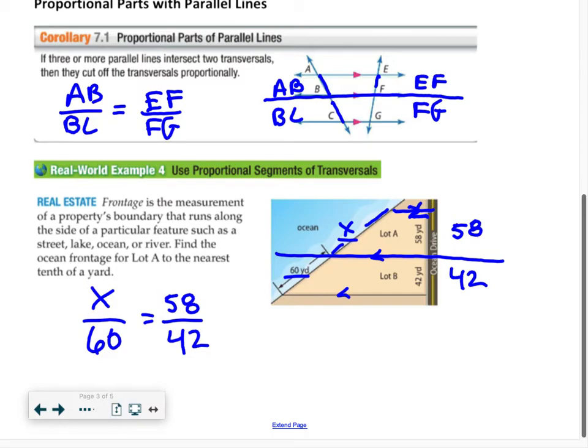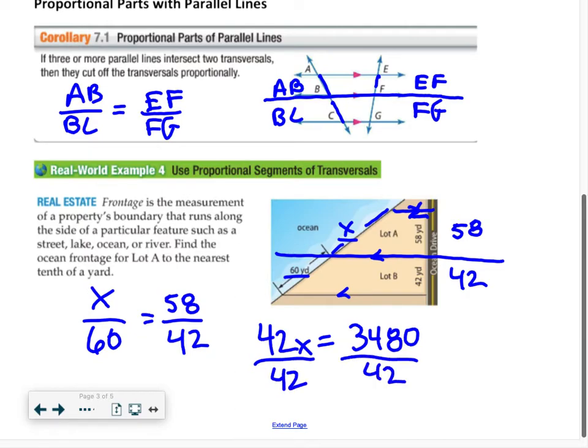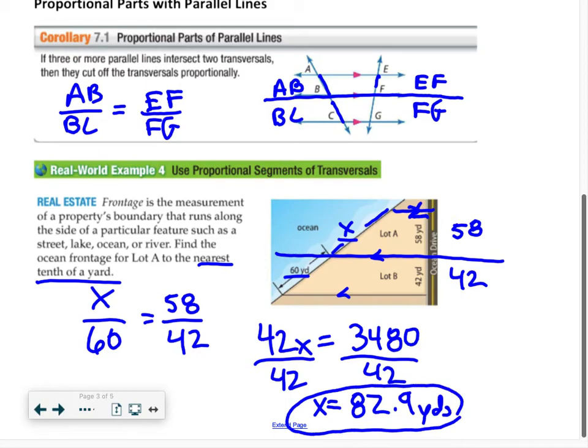Again, I'm going to need to grab my calculator. x times 42 is 42x, equal to 58 times 60, which is 3480. Divide by 42. And we get that x is, I think it said round to the nearest tenth of a yard, 82.85, that would be 82.9 yards. That's the approximate ocean frontage of lot A.